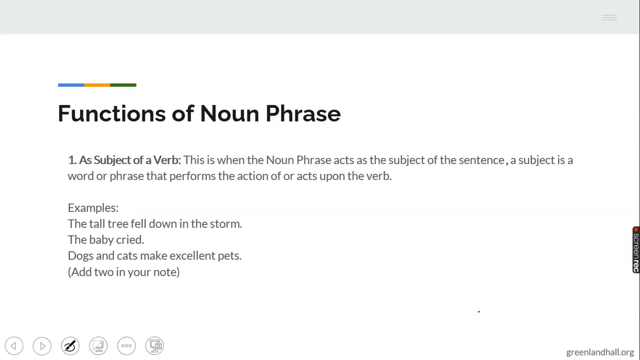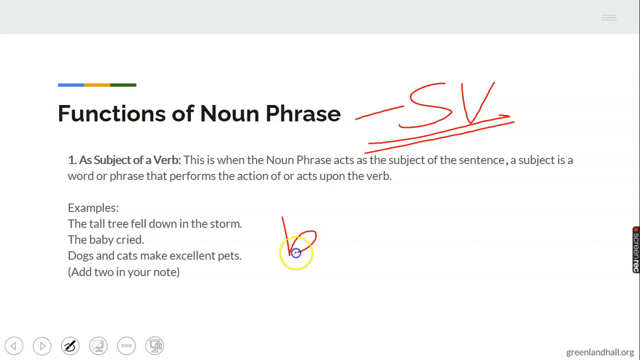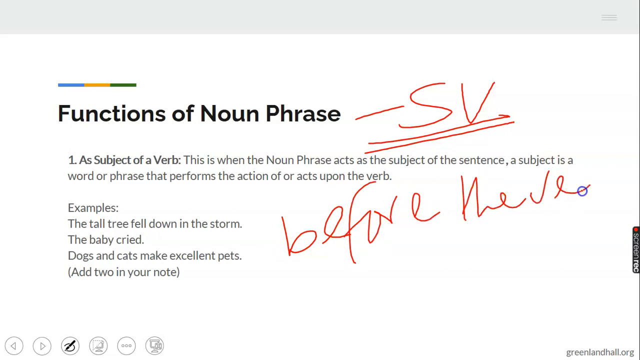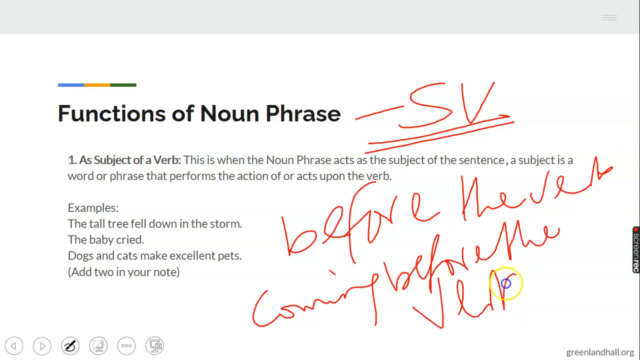Then functions now of a noun phrase. A noun phrase can work in diverse ways. It can work in five or six major ways. Number one is that a noun phrase can act as subject of the verb. I call it SV. And mind you, I said a noun phrase can be replaced or added to by a noun or a pronoun. For a noun phrase to work as SV, the noun phrase must be before the verb. It must be before the what? The verb. The noun phrase is in front of the verb. Here is the noun phrase. The tall tree is a noun phrase. Fell is a verb.